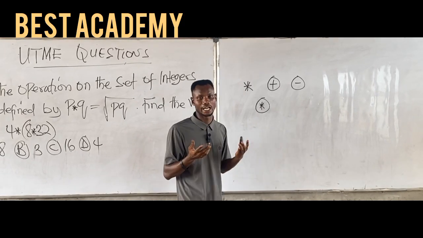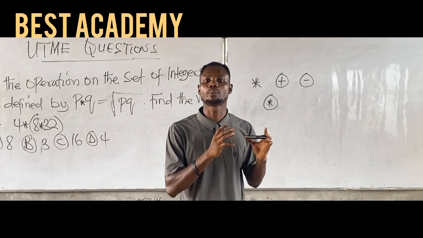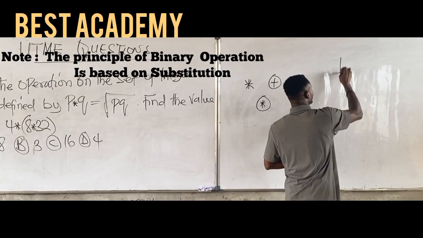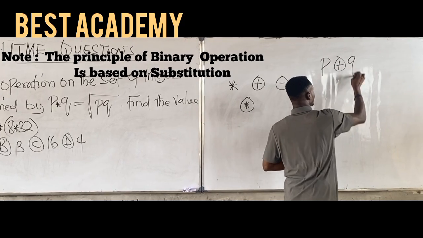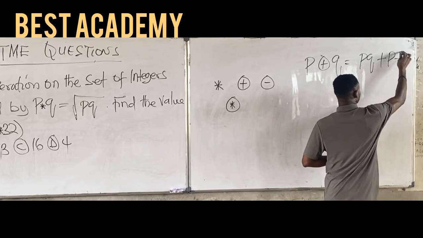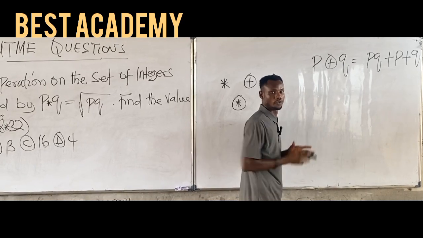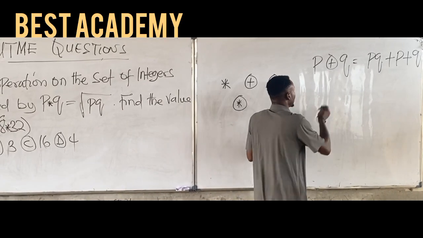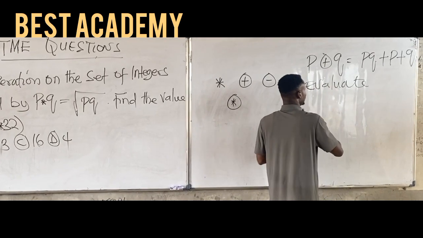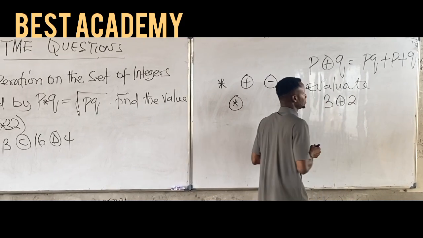But you should know this, that in terms of binary operation, just like substitution, listen please, in binary operation it's just like substitution. If I have something like this, I have P circle plus Q is equal to PQ plus P plus Q. Okay, I'm just trying to bring up an equation here to understand this before we solve this question. So if you're asked to evaluate, maybe, 3 circle plus 2, like this. What does it mean here?